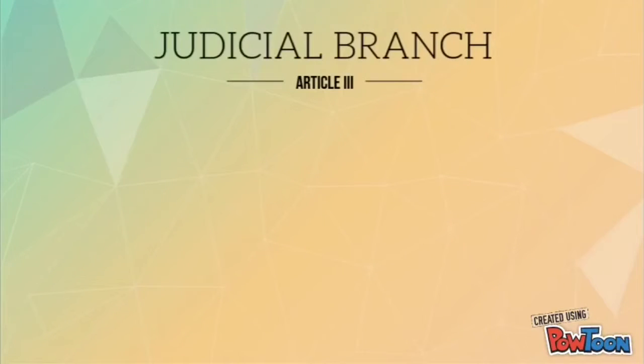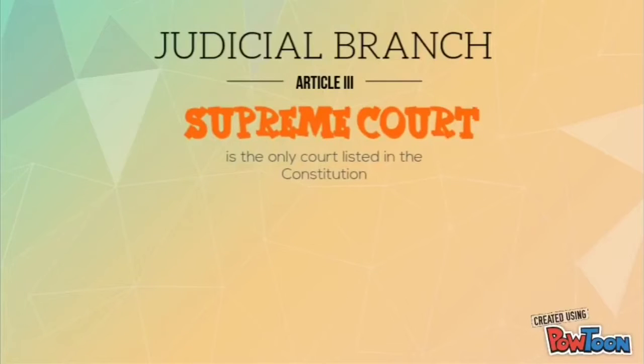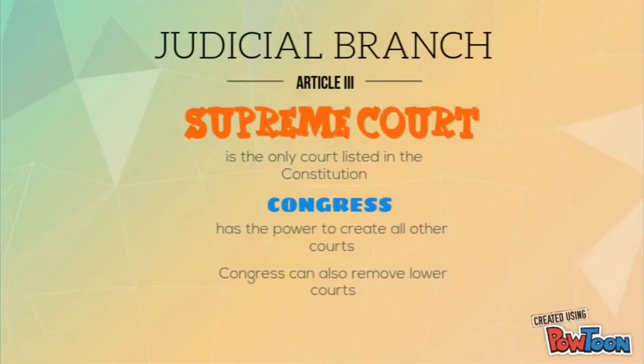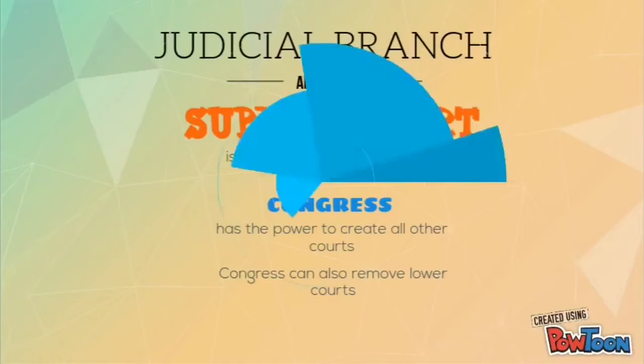The judicial branch is described in Article 3 of the Constitution. The only court mentioned in the Constitution is the Supreme Court, and Congress is given the power to create all lower courts or remove all lower courts in the Constitution.